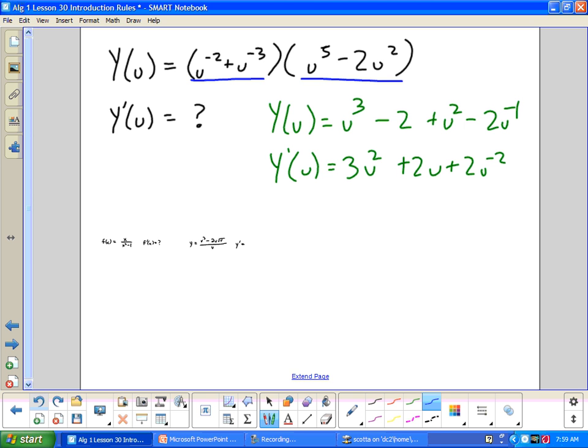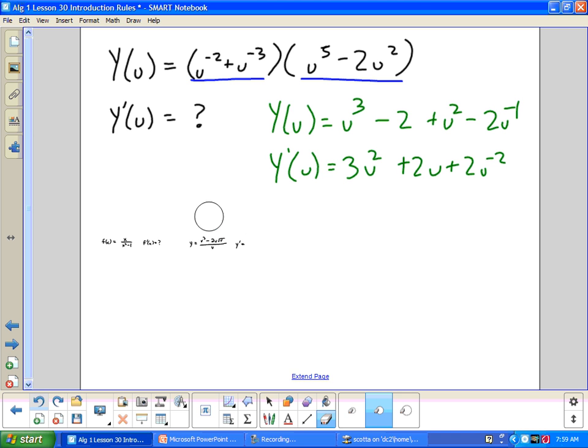If I do the product rule here, guys, I can do this as f prime g plus g prime f, okay? And you'll get the same exact answer after a ton of work. Always try to simplify first.